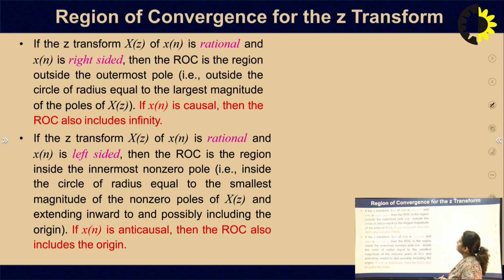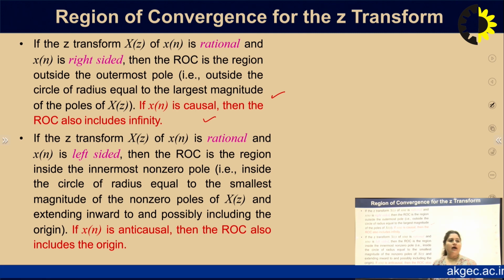Then if the Z transform X(z) of x[n] is rational and x[n] is right sided, then the ROC is the region outside the outermost pole, that is outside the circle of radius equal to the largest magnitude of the poles of X(z). If x[n] is causal, then the ROC also includes infinity. If the Z transform X(z) of x[n] is rational and x[n] is left sided, then the ROC is the region inside the innermost non-zero pole, that is inside the circle of radius equal to the smallest magnitude of the non-zero poles of X(z) and extending inward to and possibly including the origin. If x[n] is anti-causal, then the ROC also includes the origin.